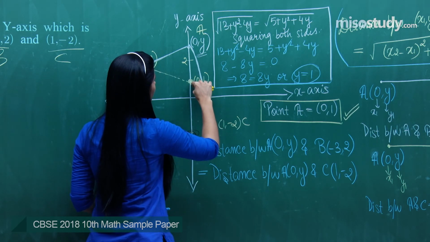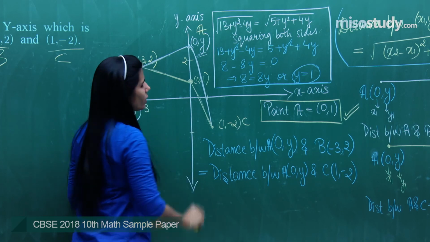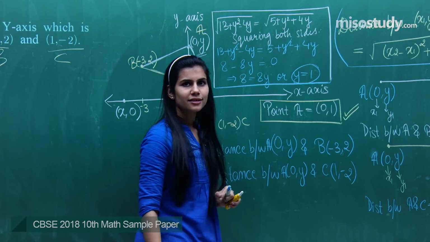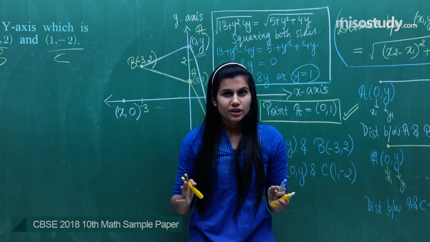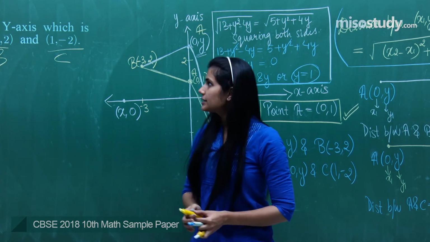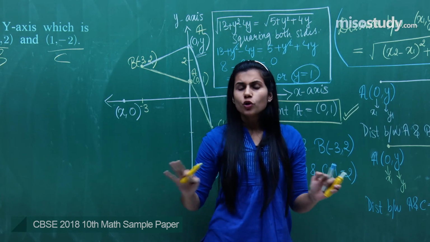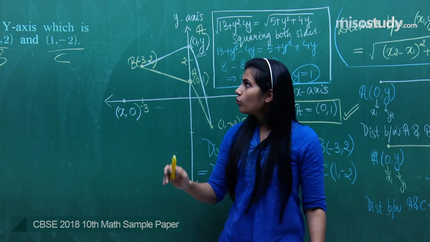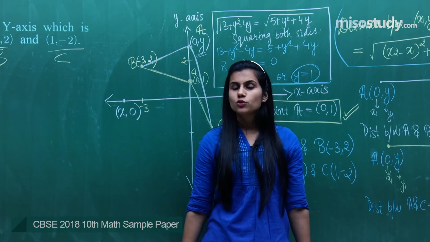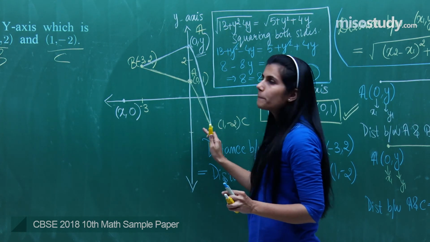Equidistant from these 2 points. That's how interesting this question is. You were just given an arbitrary point on the y-axis. The moment you know the point is on the y-axis, that means you know one coordinate is 0. So half task is done. You don't need to find both the coordinates. You only need to find the left out coordinate, which is y. And that you have found out by using the fact that this point is equidistant from B and C.